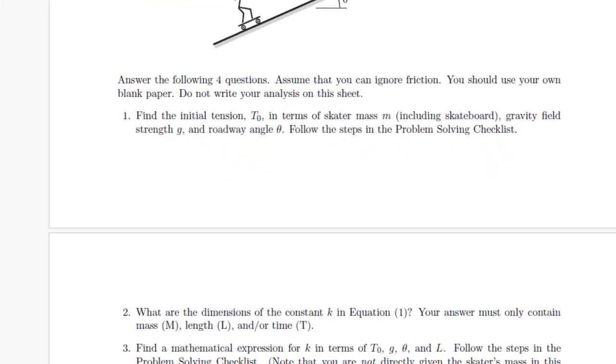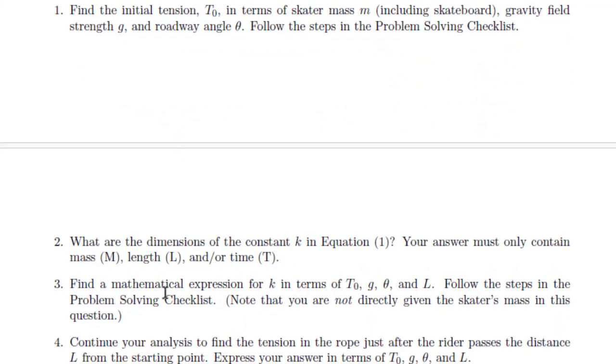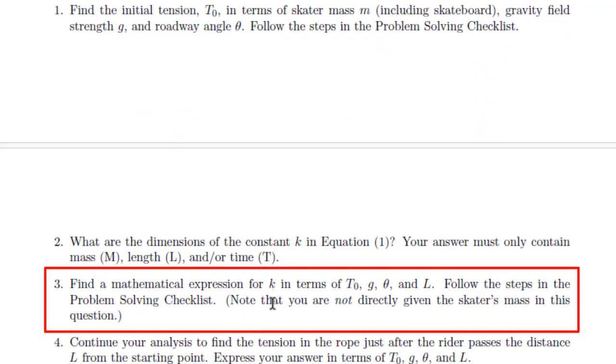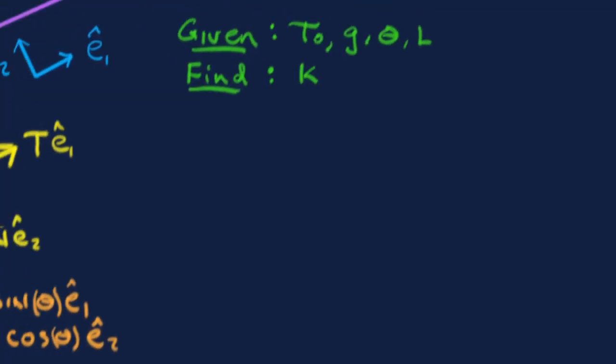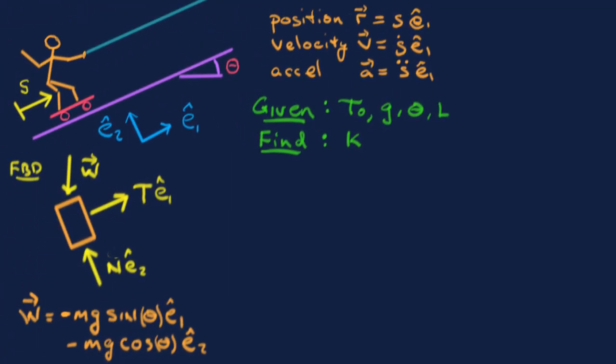All right, so let's go back to our problem. Question number 3 asks, find a mathematical expression for K in terms of that initial tension T0, G, theta, and L. All right, so according to the problem-solving checklist, we list these things out, right? We're finding K in terms of the initial tension, G, theta, and L. Now, it's important to note, as was stated in the problem, we are not given mass this time, right? Not given mass, but we've already found mass in terms of these quantities, so that shouldn't be a problem for us.